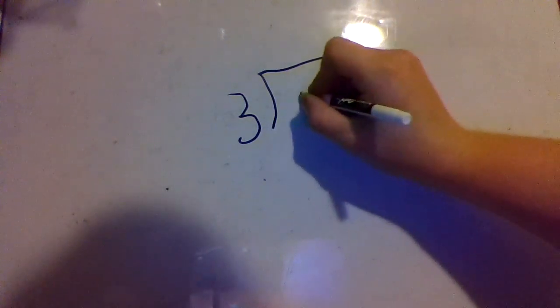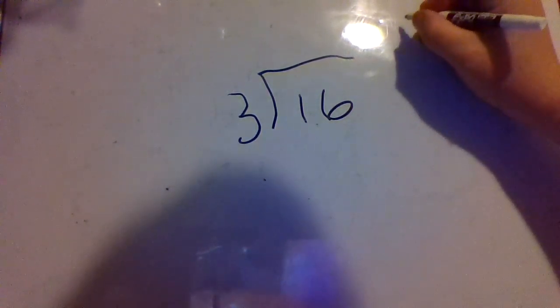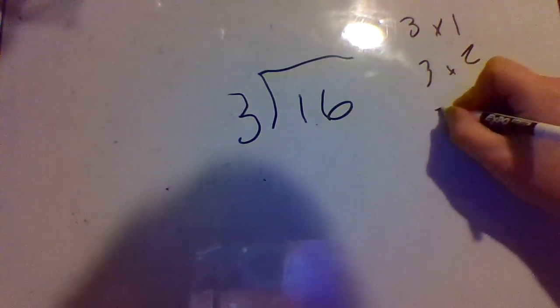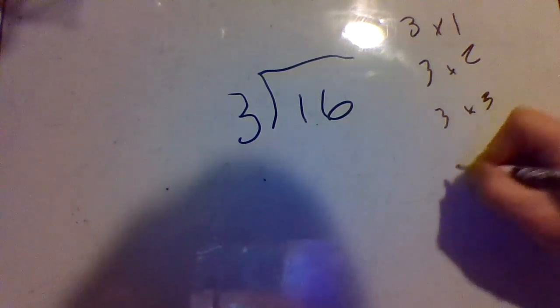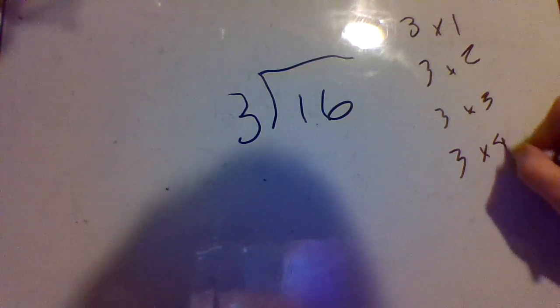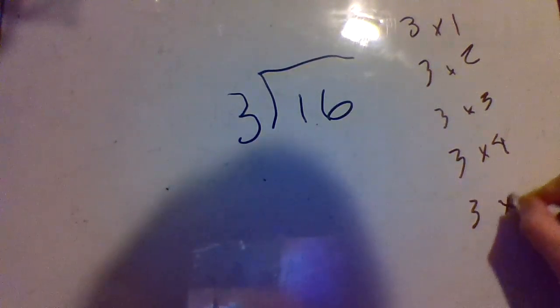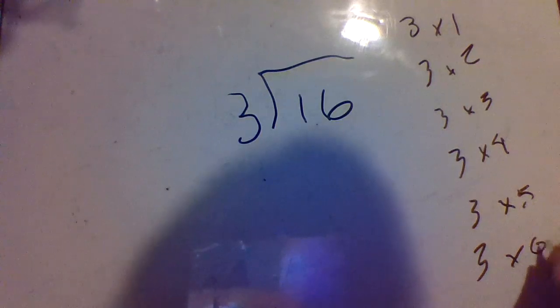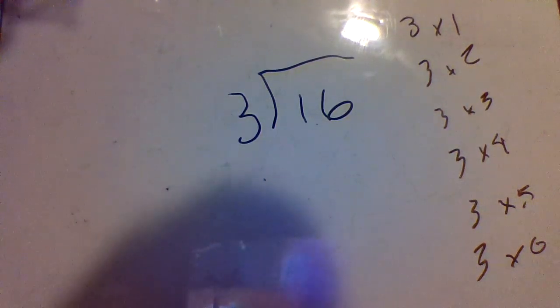So once again, we're gonna take it easy. We're gonna say 3 into 16 again. Why not? So we've got 3 times 1, 3 times 2, 3 times 3, 3 times 4, 3 times 5, and 3 times 6. And once again, I know what I'm looking for, so that's why I stopped at 6.